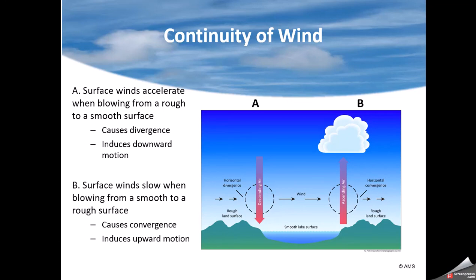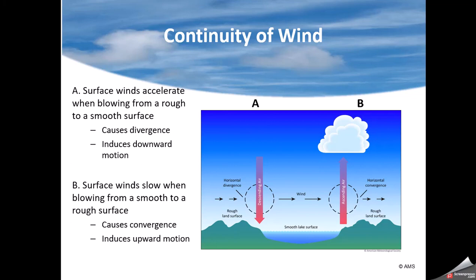There are other things that can cause divergence or convergence. Sometimes maybe a rough surface, winds blowing along it, and they hit a lake. All of a sudden, the winds take off across the water. They're moving much faster. So you wind up with divergent sinking air.